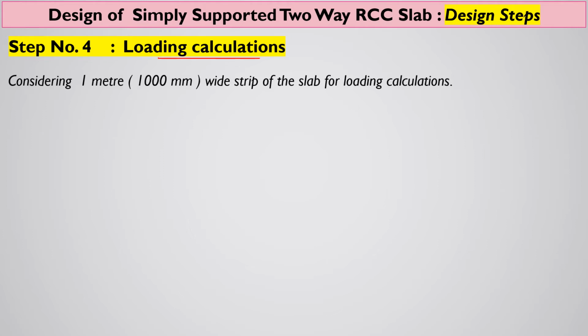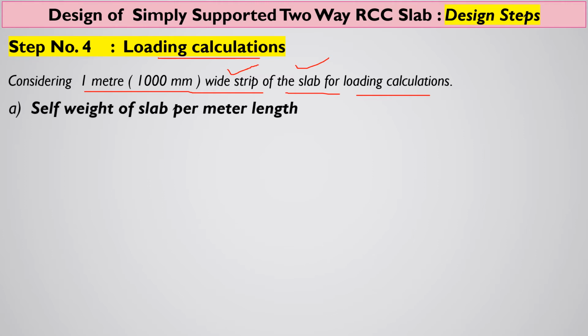Now step number 4, here we are going to discuss what the loading calculation should be and how to do it. Since we have decided whether it is a one-way slab or two-way slab, we will be designing a wide strip, that means a strip of slab having 1 meter width. That's why we are taking this into consideration for loading calculation.